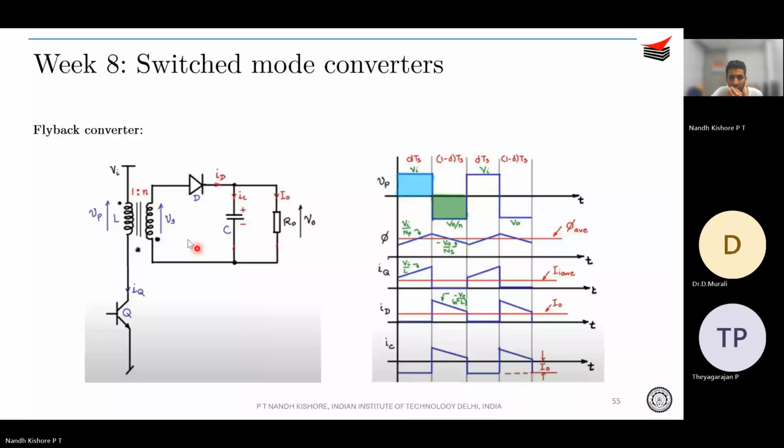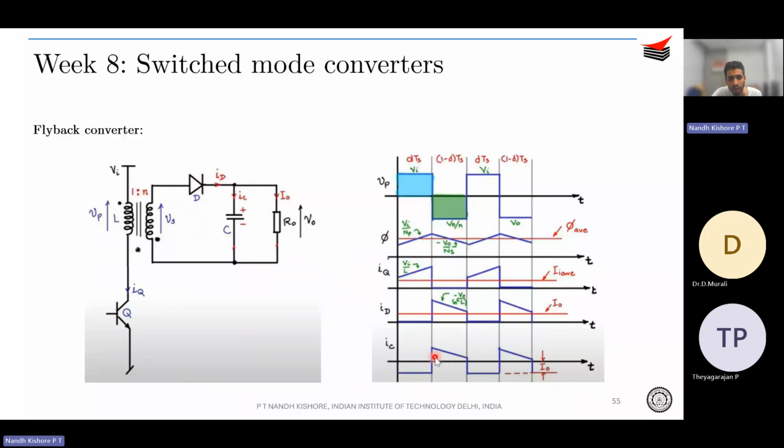That is why you see over here the IC current is equal to IL minus I naught, or ID minus I naught during the 1 minus D period, and minus I naught during the D period. During the DTS period, Q is on and the diode is off, so the capacitor discharges to the load, so IC is equal to minus I naught. During the 1 minus D period, Q is off, so there is a current ID, so IC is equal to ID minus I naught. Since ID is the same as the inductor current, which is decreasing during this period, ID minus I naught is also decreasing.